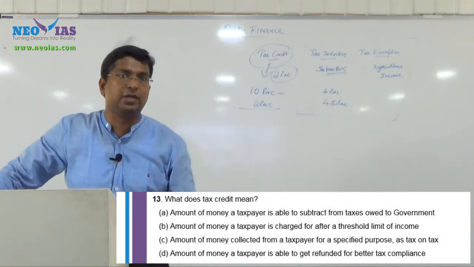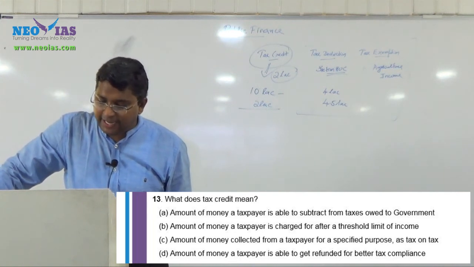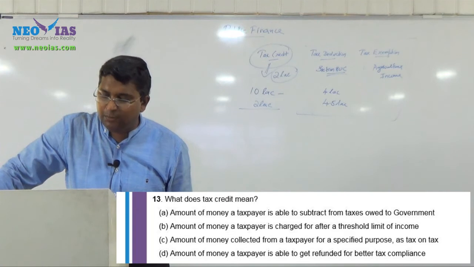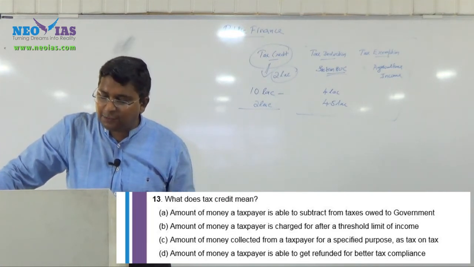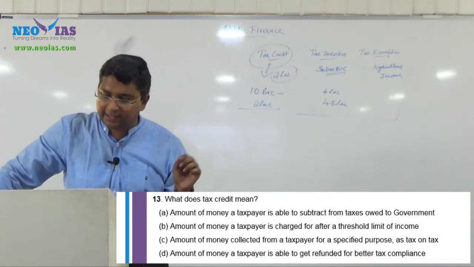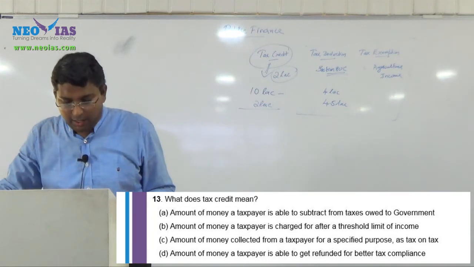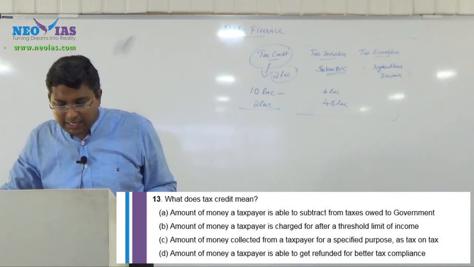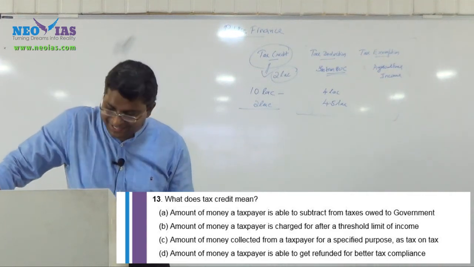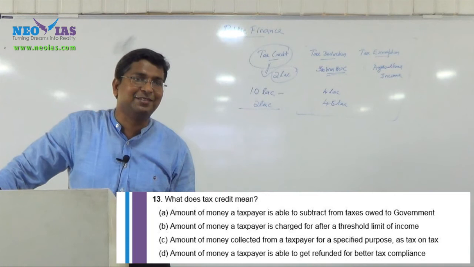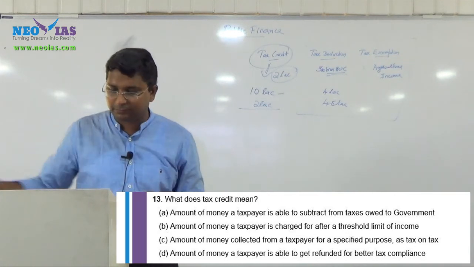We'll see the other statements. Amount of money a taxpayer is charged after a threshold limit of income, that is not tax credit. Amount of money collected from a taxpayer for a specified purpose as tax on tax, what is that? It is cess. Amount of money a taxpayer is able to get refunded for better tax compliance. The government will not give you any tax refund. So the answer is A.